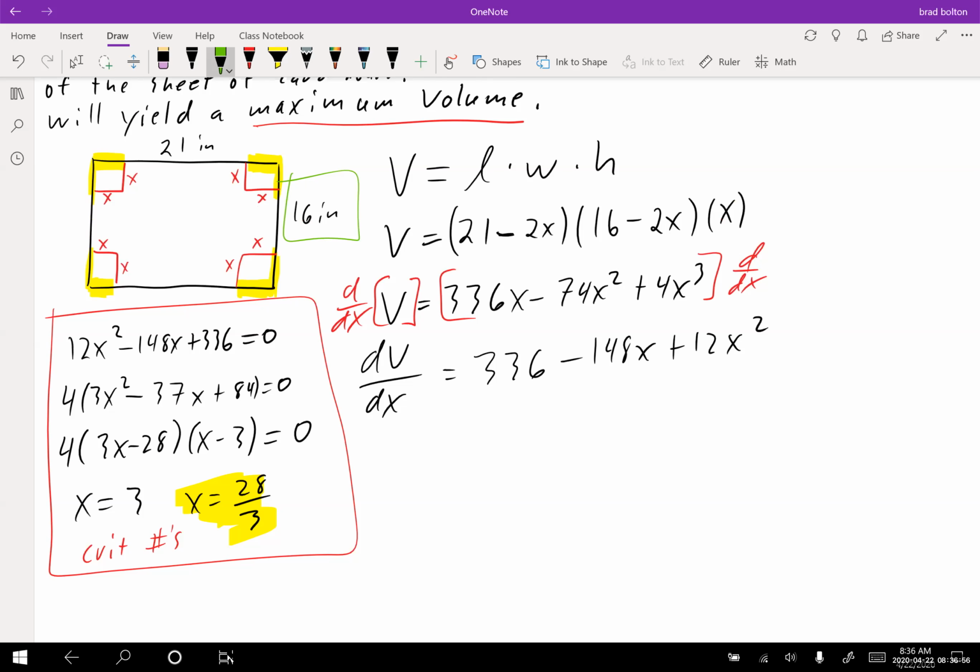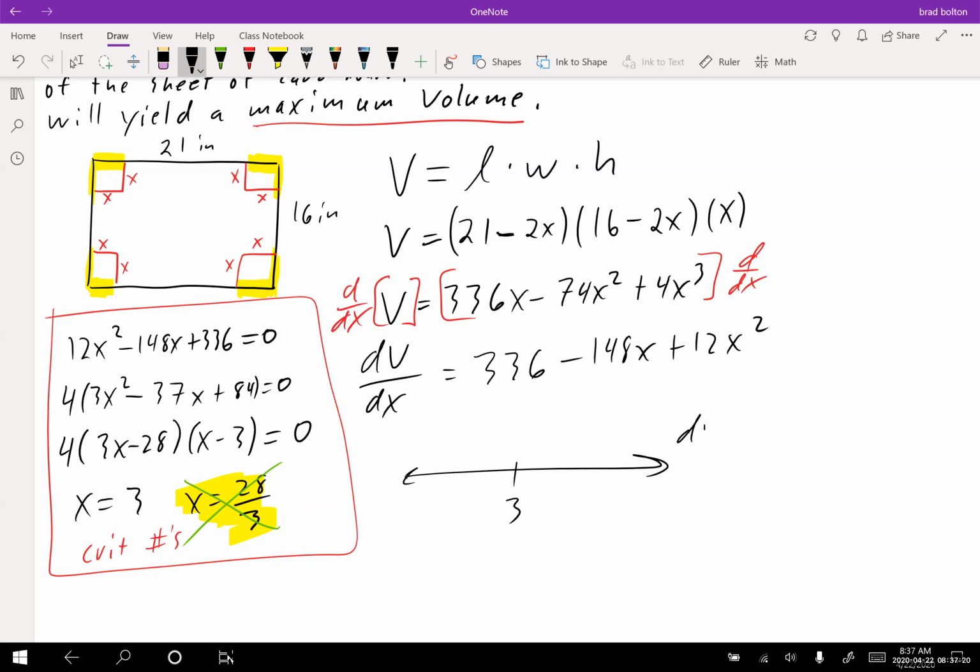and a little over 9 here? Well, that would be 18. There's no way I could cut 18 inches from a 16-inch piece of cardboard. So 9 doesn't make sense with the problem. So we're going to get rid of that. So 9 1/3 doesn't make sense with the problem to be our cut. So that means the only thing we have to deal with as a critical number is 3.